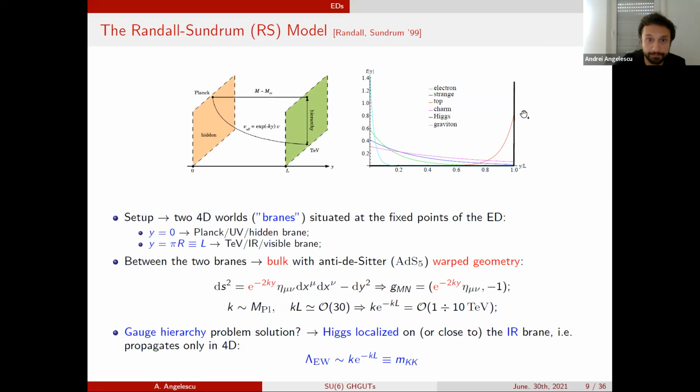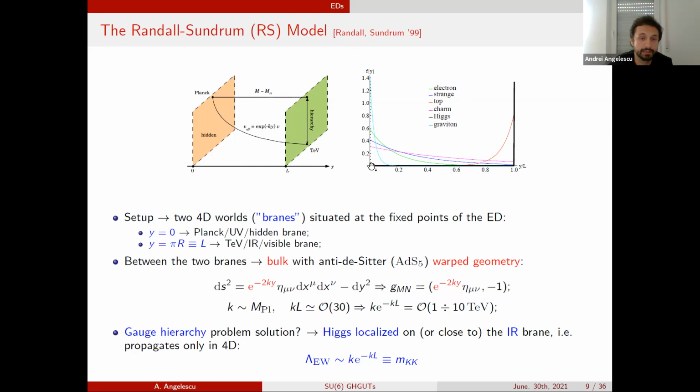This was originally proposed in 1999 by Randall and Sundrum to explain the gauge hierarchy problem, so why the Higgs is so much lighter than, say, the Planck scale. The setup is also extra dimensional, where you have this extra dimension going from 0 to L, and you have two fixed points at the ends of the extra dimension. These are like 4D manifolds, also known as branes. The one on the right at L I refer to as the infrared brane, and the other is the ultraviolet brane. Between the two branes is what one calls the bulk.